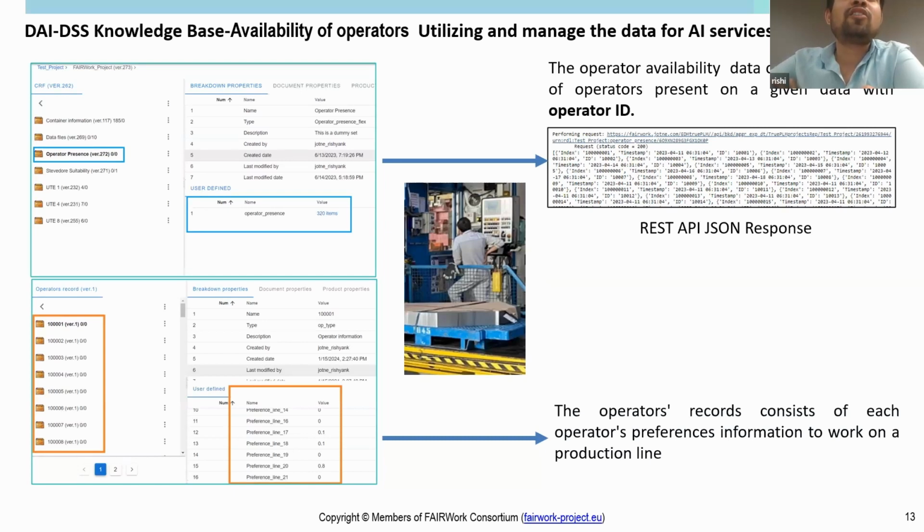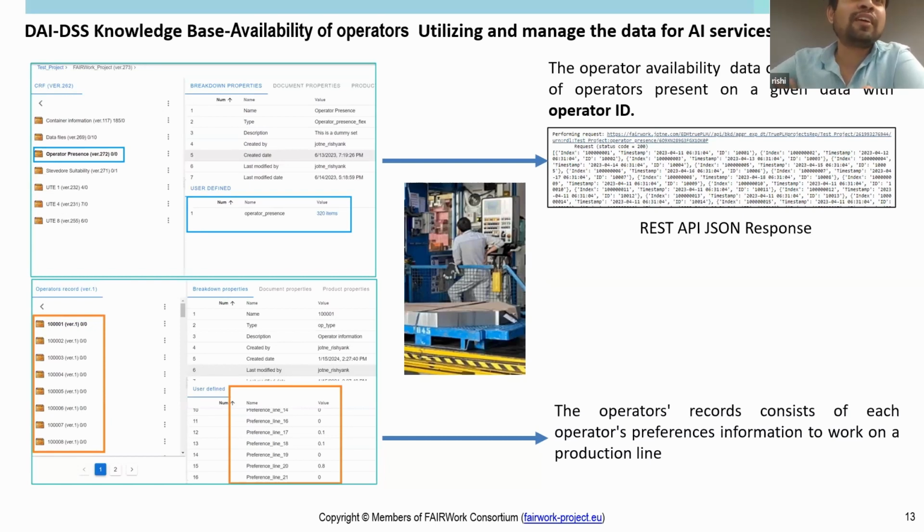The knowledge base itself provides API endpoints for each of these breakdown elements, such that you can access this data, or you can use the same endpoint or node number to upload this data. On the right-hand side, you can see the corresponding REST API JSON response, where we have extracted this information in JSON format. You can also extract this information as a CSV.